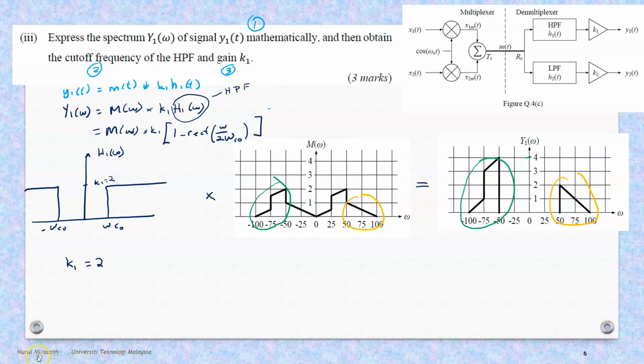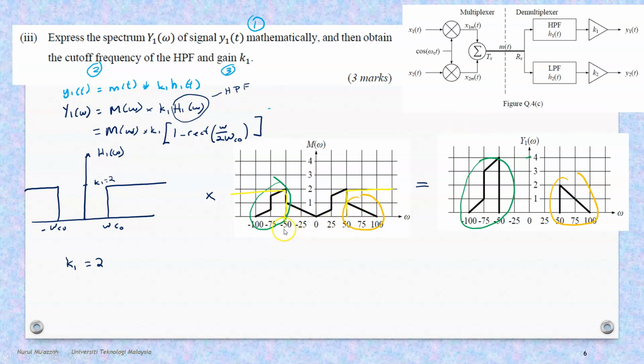Okay, let me choose the yellow color here. So we know that only this part is retained, and also only this part is retained. So we imagine like that. If we imagine like that, this yellow color means the high pass filter.